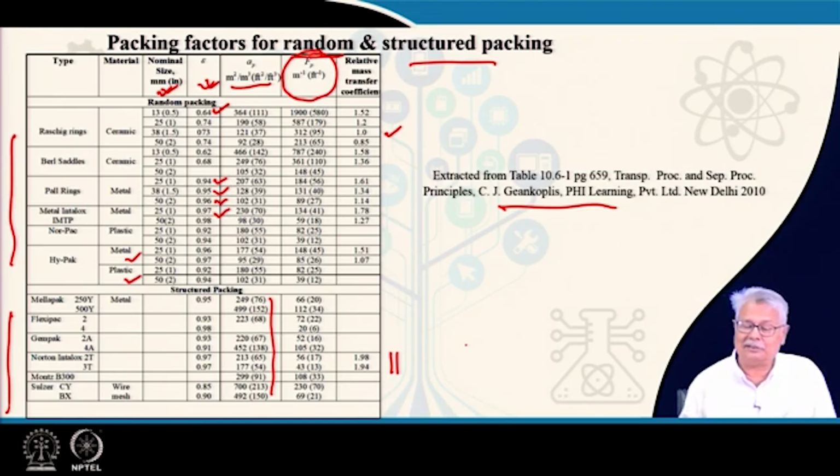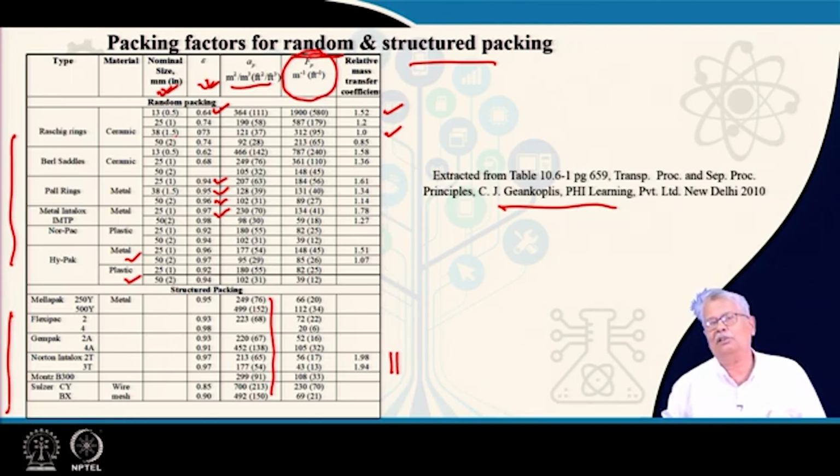You will also understand one thing very clearly, the smaller the size, like if you go for half inch Raschig rings, the relative mass transfer coefficient is 1.5 with respect to the same thing with 1.5 inch size. So, the smaller the size, usually your mass transfer coefficient will be higher on a relative scale.